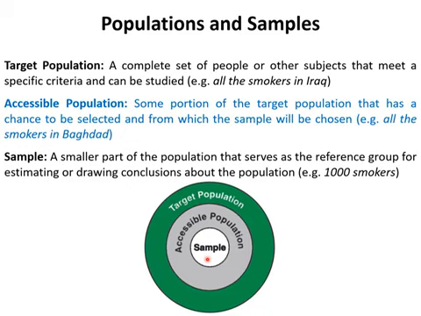The sample is a smaller part of the population that serves as a reference group for estimating and drawing conclusions about the population. So in this case, your sample will be 1,000 smokers. So you select your sample from the accessible population in order to get reference to the target population.